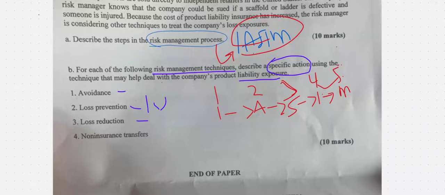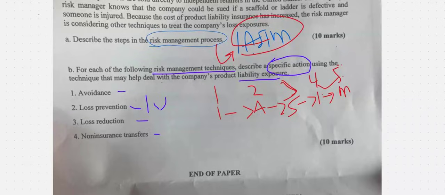Loss reduction. Non-insurance transfers. I've told you about non-insurance transfer. You lease, you hedge. So when you read a case study, you can easily identify that this transfer of the loss they are talking about is not about insurance, but they are transferring the loss to another party. There is hedging, there is leasing, and there are other types.